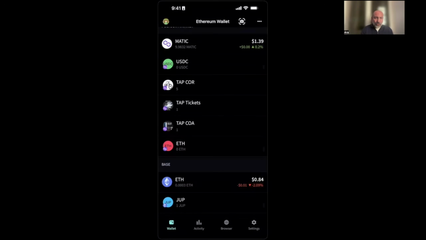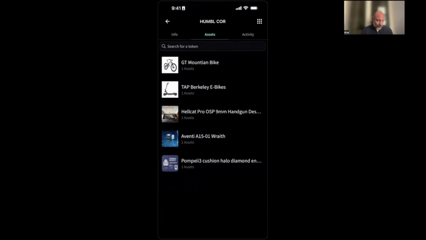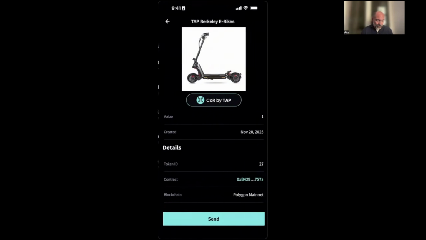Okay, so now I'm sharing my phone screen, and from my phone screen, you can see my wallet. Some of the enhancements that we've added to the wallet is now it has the ability to not only do ERC20 or Ethereum-based currencies, but also Solana and BTC. I know BTC was something that was asked for a long time, and that is now part of the platform. So now if I click on TAP COR for Certificate of Registry, you can see I have different items here. And here's that e-scooter.